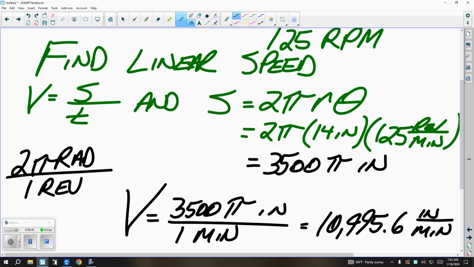All right, same example. Maybe we could have called that 2 pi radians per 1 revolution, because then that would make the revolution cancel out. Okay, let's do the next one.